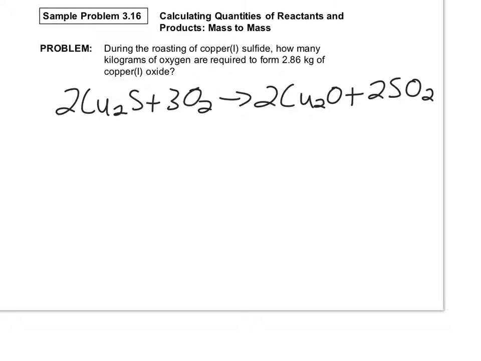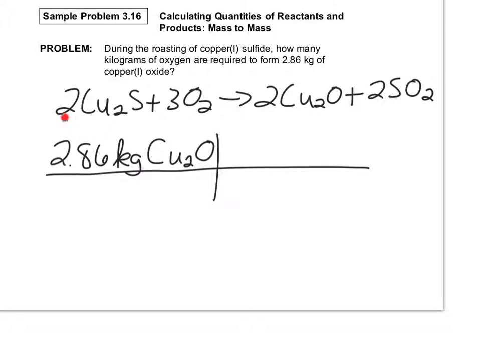Well, let's just read it first. During the roasting of copper 1 sulfide, how many kilograms of oxygen are required to form 2.86 kilograms of copper 1 oxide? So again, they're giving us information about one thing, copper 1 oxide, and they're asking us information about something totally different, kilograms of oxygen. Balanced equation is the only conversion factor that can relate two different things to each other. So, I know that I have 2.86 kilograms of copper oxide.